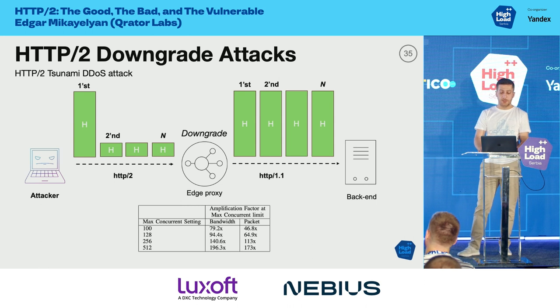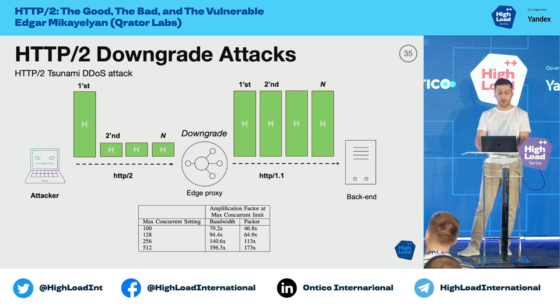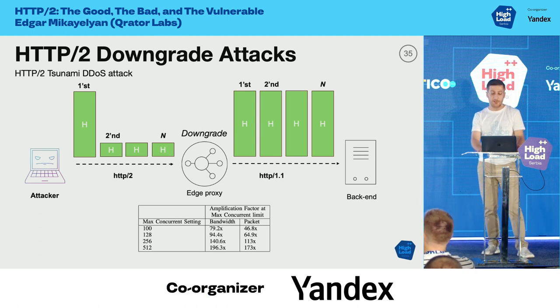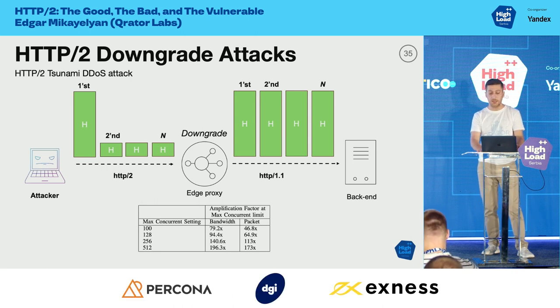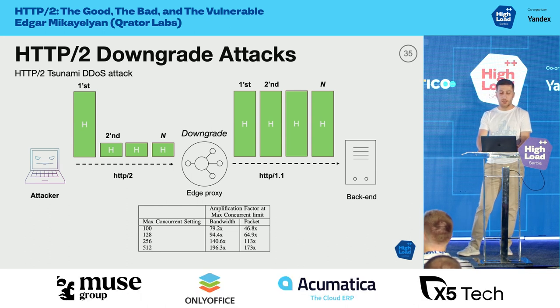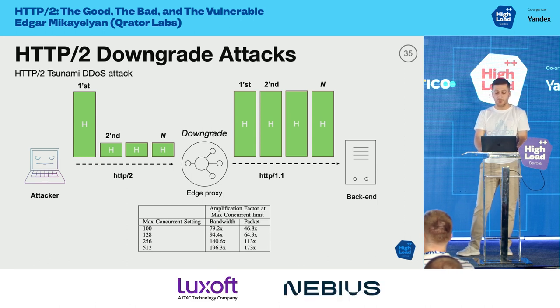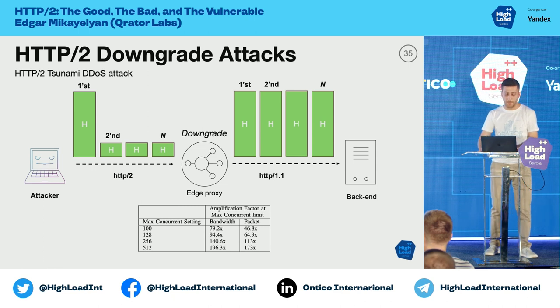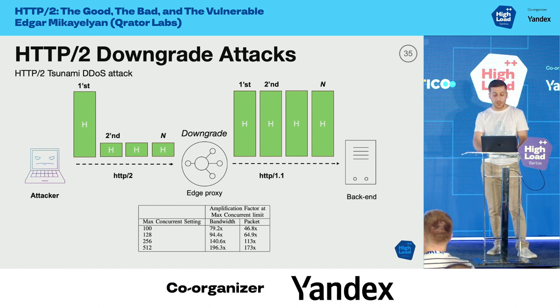Another example that becomes possible due to protocol downgrade. As we already know, HTTP2 header compression significantly saves bandwidth and reduces latency. But in a scheme with downgrade, it can lead to the DDoS attack called HTTP2 Tsunami. In 2017, the HTTP2 Tsunami method was released. This is the abuse of header compression, which is then decompressed and kills the target server behind the proxy. This is an amplification attack that has a rather serious amplification factor.